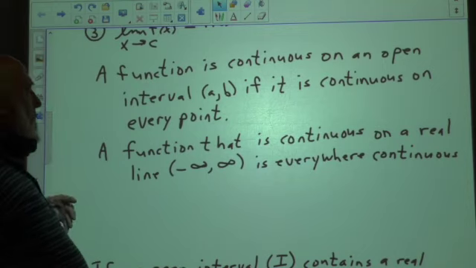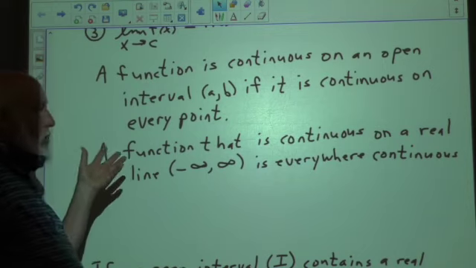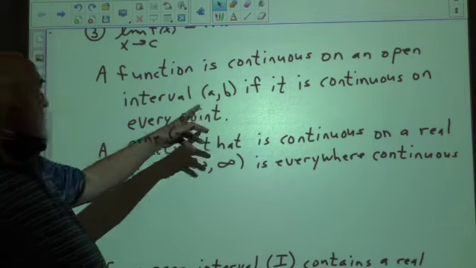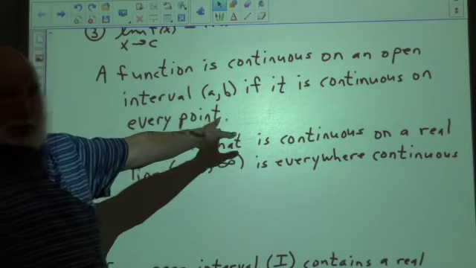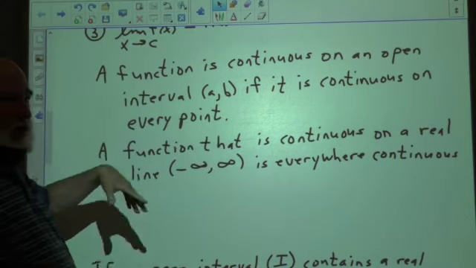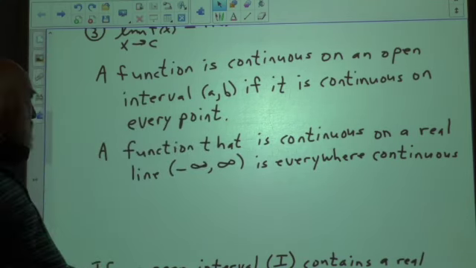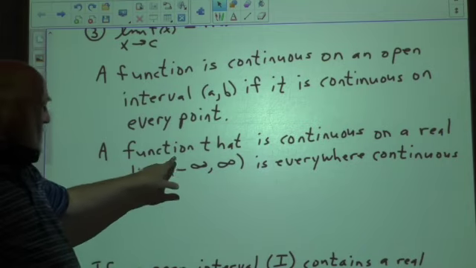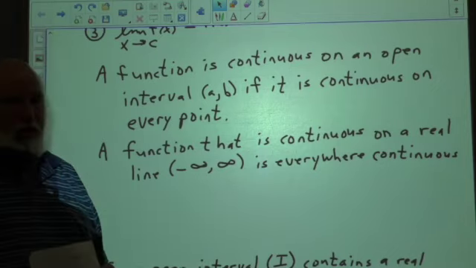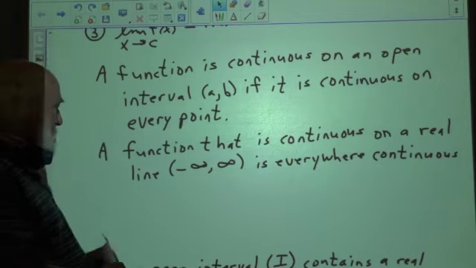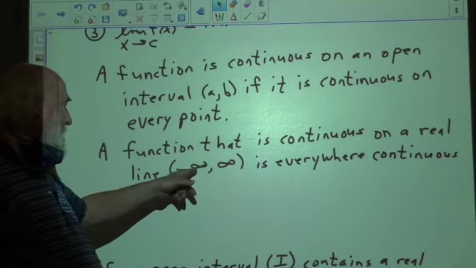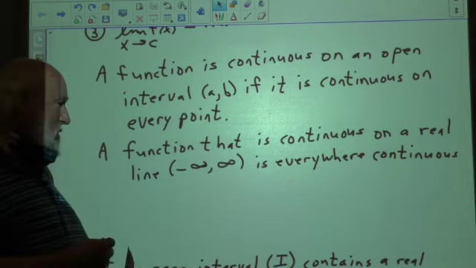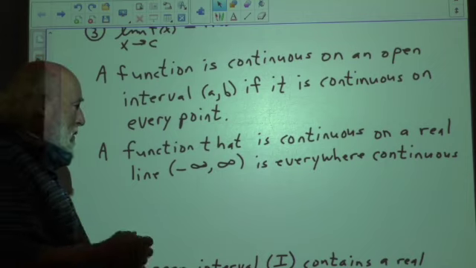And this is called the continuity theorem of open intervals. And if the function is going to be continuous, it is continuous on every point. And that's the key there, is every point included in the function. A function that is continuous on a real line, and this is open because we use parentheses here. This tells us that we're dealing with an open function, and particularly since you have negative infinity and positive infinity, which is not a definite point, so this has to be considered an open interval.